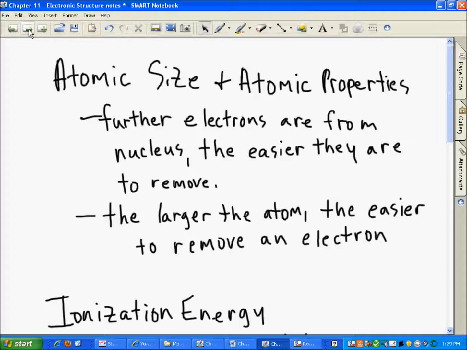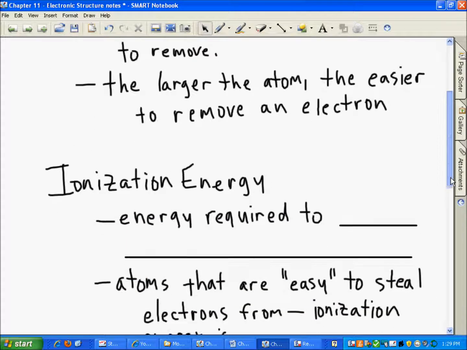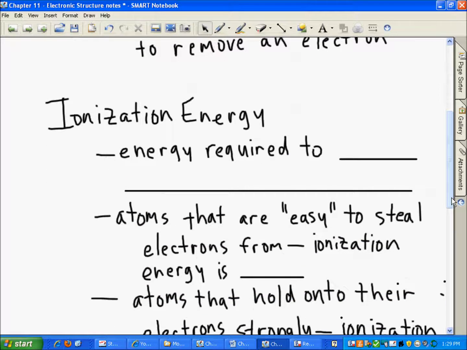The further the electrons are from the nucleus of an atom, the easier they are to remove, because the electrons, which are negatively charged, stay in the atom because they're attracted to the positively charged nucleus. So if the electrons are further from the nucleus, the nucleus isn't going to be able to hold on to them as strongly, so they'll be easier to remove. So the larger the atom, the easier to remove an electron. And this property is called the ionization energy. The ionization energy is the energy required to remove an electron from an atom.